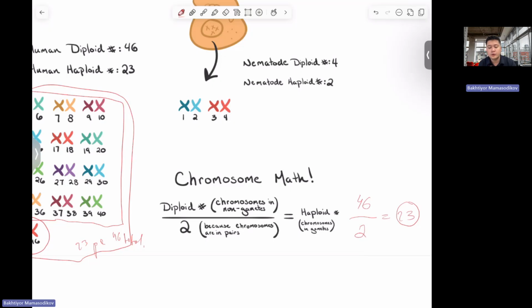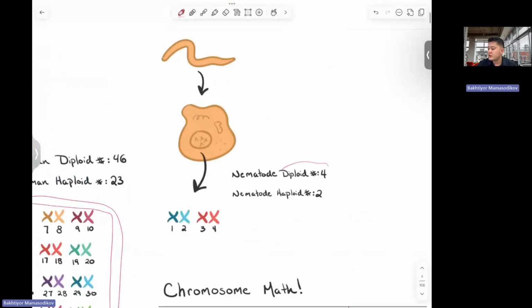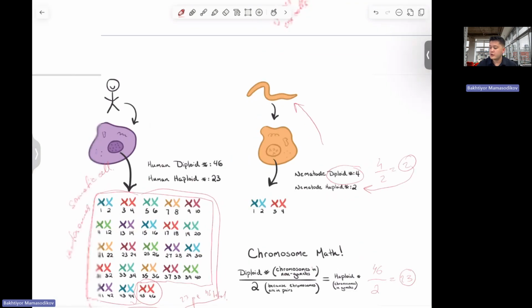We call it n. Here is an illustration of nematodes. This kind of organism has a diploid number of 4. In order to find its haploid number, I just divide 4 by 2. So 2 is the nematodes' haploid number. I hope you understood it.